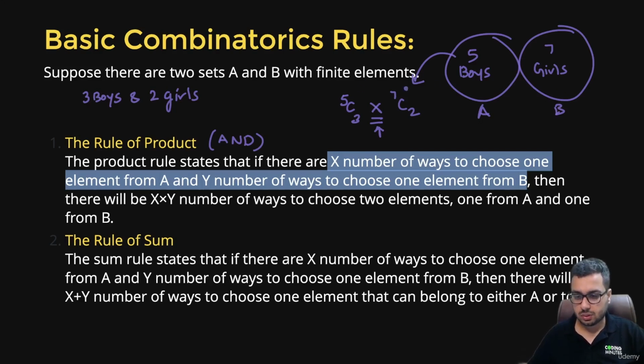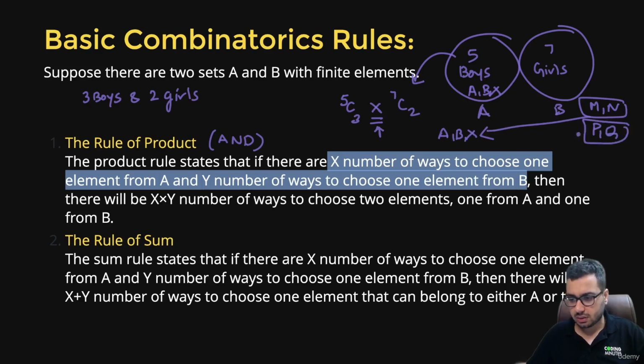Let's say you choose some boys, and the boys' names are A, B and X. If you choose these A, B and X, and if you choose some girls M and N, these girls can combine with these boys. Or there are some other girls, let's say P and Q, they can also combine with these. That's why with every set of boys you can have every set of girls that is picked. So that is why there is multiplication.